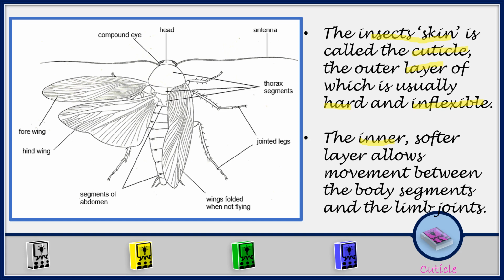The inner or softer layer allows movement between the body segments and the joints. So there is that part which cannot be seen. What we are seeing here is the outer layer, which is very hard and inflexible. But inside, there is an inner soft layer, which is not seen here. And this one allows the movement of the body segments and limb joints. That is the inner soft layer.